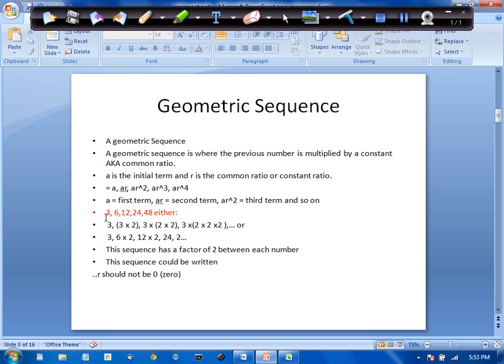So here we take a look at 3, 6, 12, 24, 48. There's two ways of looking at it. a, of course, is 3, and ar is 3 times 2, because 2 is only raised to the first power. The next one is 3 times 2 raised to the second power. 3 times 2 times 2 times 2 is 8, times 3 is 24, and you can see that up there. And it goes on. The sequence has a common ratio, or constant ratio, of 2 between each number. This sequence could be written this way, and I just happened to move this equation up here and didn't think to take that out.